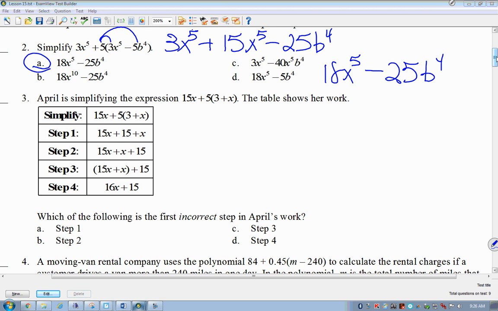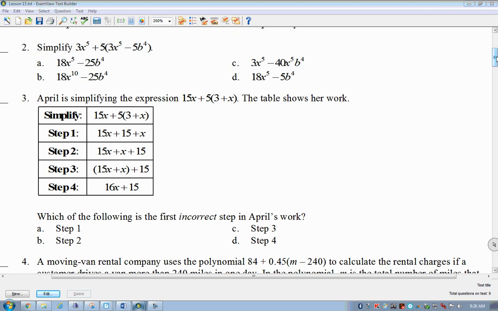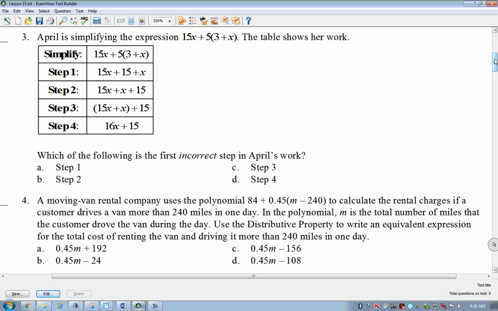I feel like we're maybe making this way harder than it needs to be. It's just distribution. Don't make it more complicated. Don't try to do something other than what's there. All right, so let's get some more practice.